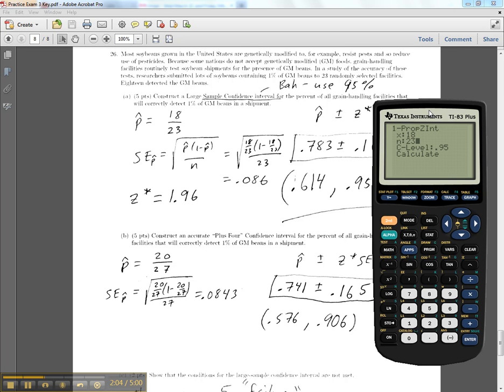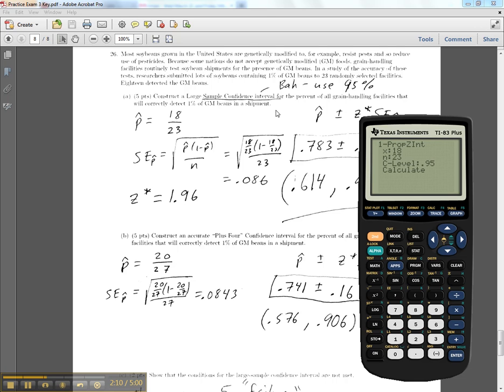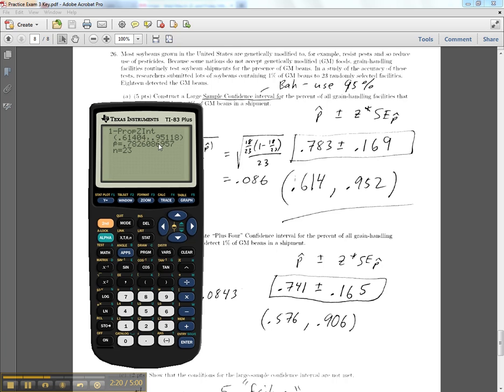I think there's a screw up in this question, but for future reference, if it's just saying large sample confidence interval, use 95%. So let's use 95% C level. We calculate this interval to be 0.614 to 0.951, and that's all you need.